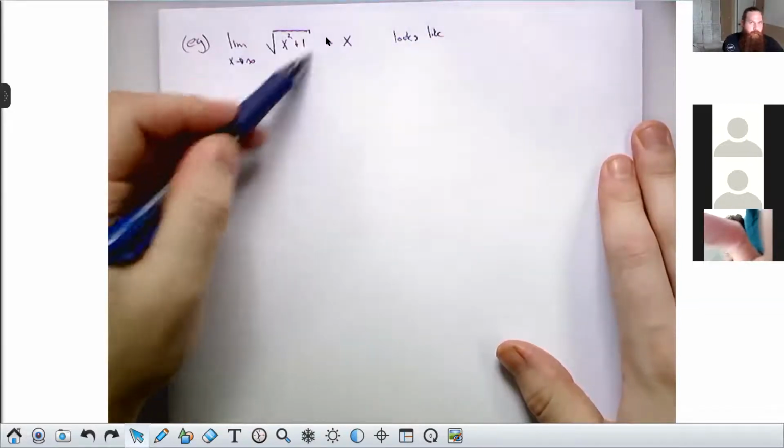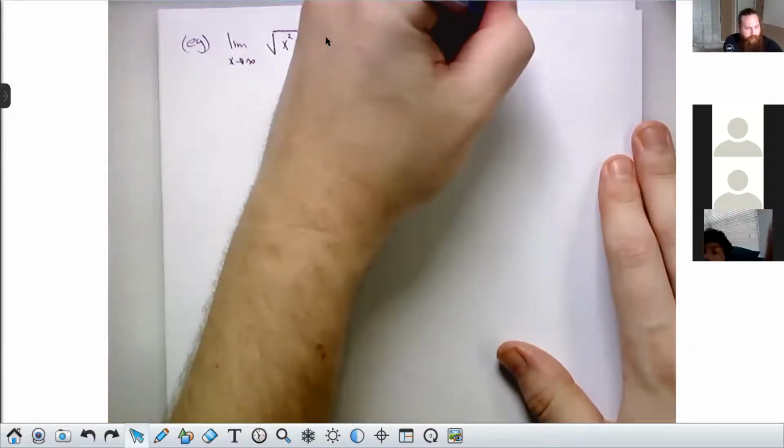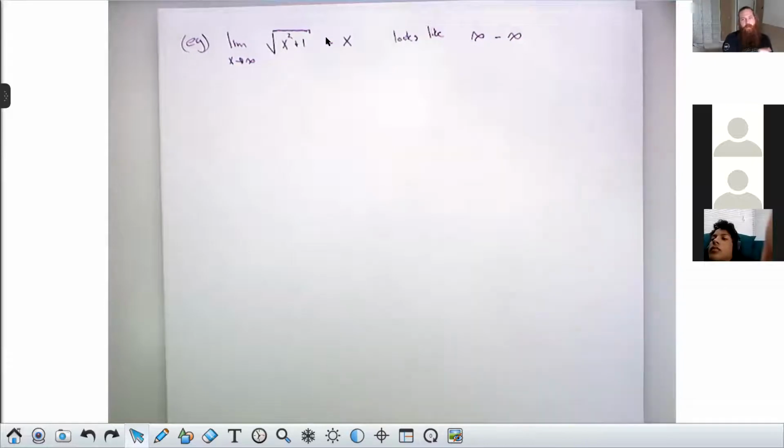Definitely, if we just imagine plugging in, this piece goes to infinity, and this piece goes to infinity. So this looks like infinity minus infinity, which is another one of our indeterminate forms. And remember, infinity minus infinity is not necessarily zero, in the same way that infinity over infinity is not necessarily one. So all that this tells us is that we've got work to do. We can't just plug in.